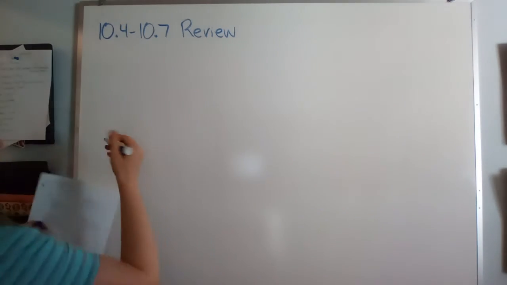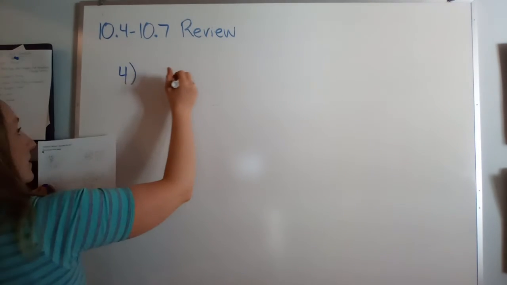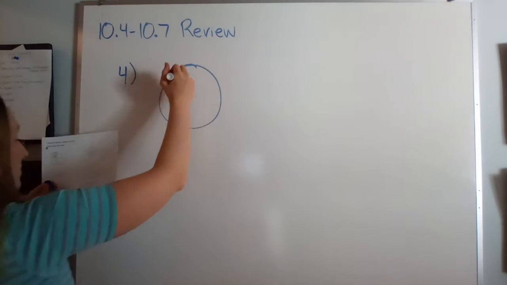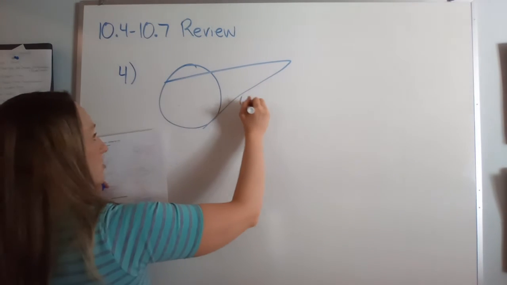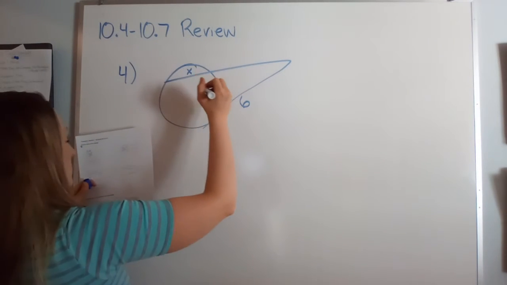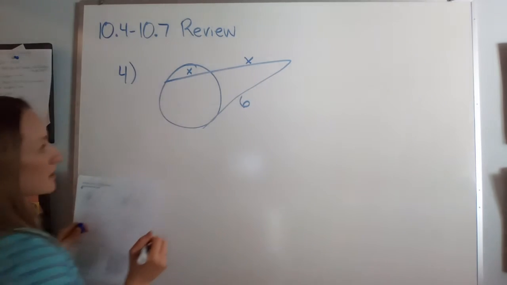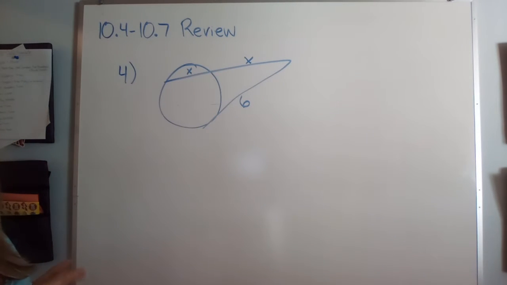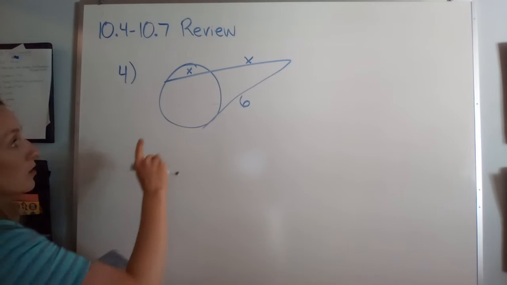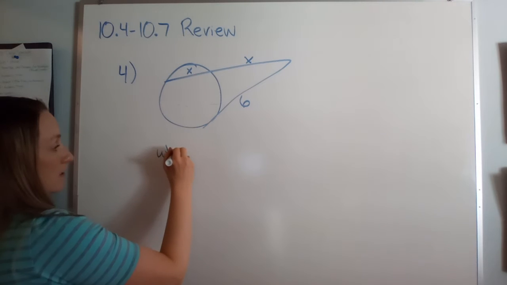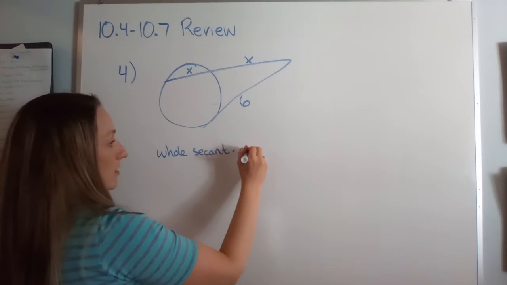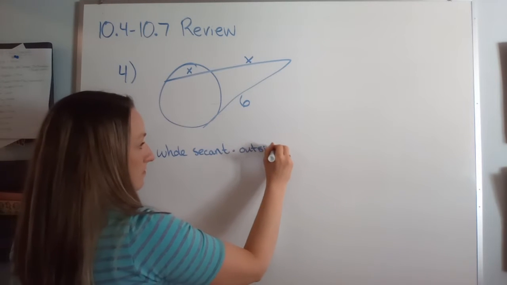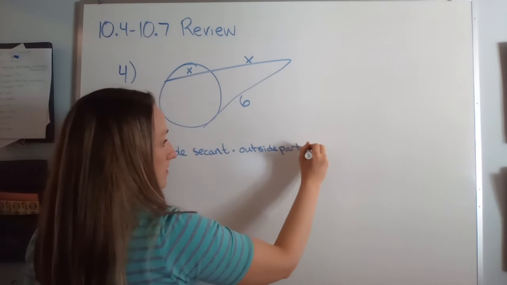All right, so number 4, you're given a diagram where you have a secant and a tangent, okay? Tangent is 6, internal part is x, external part is x. So this is one of those that matches one of the 3 theorems in the second to last lesson that I taught, where I said that the whole secant times the outside part is equal to the tangent squared.